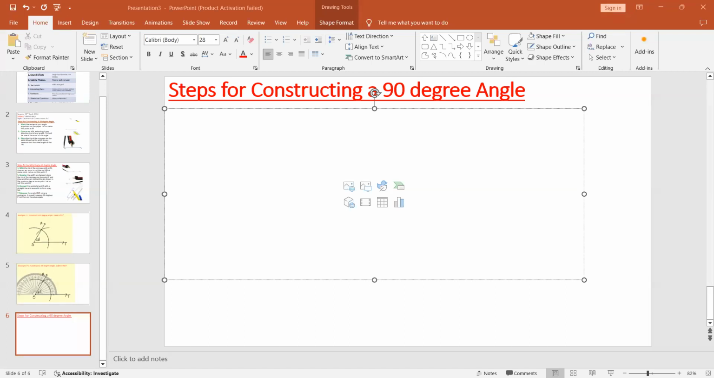Like I said, you start off in the very same way when it comes to constructing a 90 degree angle. You're going to start by marking out a point and calling it M as well. So step number one: mark the vertex.